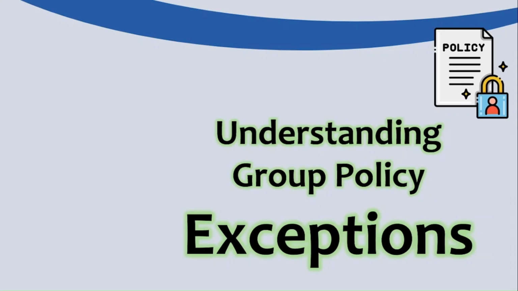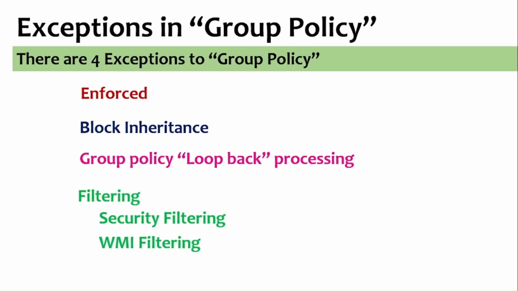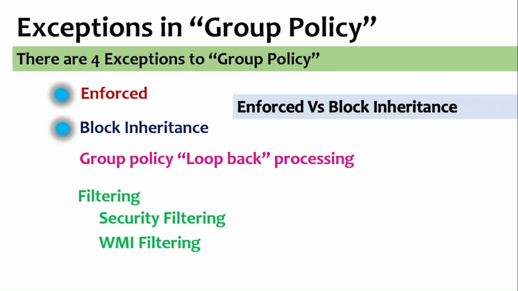Today we'll again continue our group policy exceptions, and today it will be part 4. So we already know that there are 4 exceptions, and we have already covered enforced and block inheritance and seen the difference between them. That means if we implement enforced and block inheritance on the same OU hierarchy, what will be the consequences? We have already seen all these things in our previous videos.